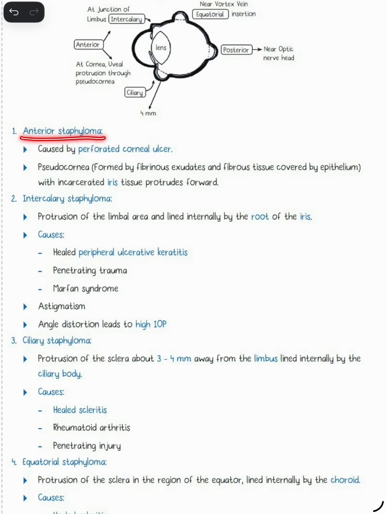The anterior staphyloma is caused by a perforated corneal ulcer. If the corneal ulcer is perforated, the iris comes near the cornea and becomes attached to it. The iris tissue becomes attached to the leftover cornea, and in the process of healing, a pseudocornea is formed. It is formed by fibrinous exudate and fibrinous tissue covered by epithelium. All this protrusion is called the anterior staphyloma.